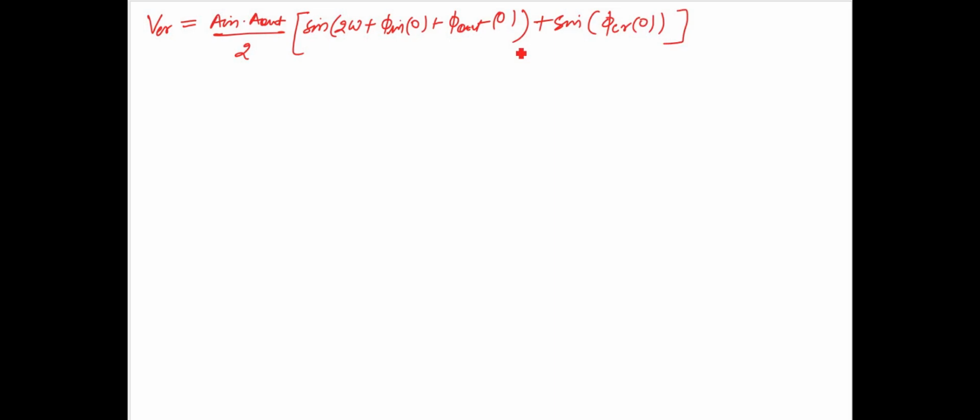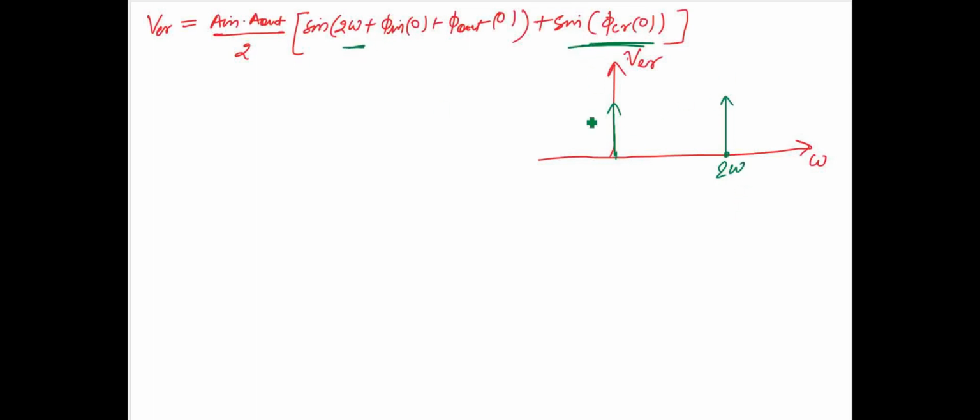Now, if we are drawing its frequency spectrum diagram, how will it look? It will be like this. This is omega, and this is V error. There are two components, one here and one here. At 2 omega you are getting this, and at 0 you are getting this much, at omega equal to 0.